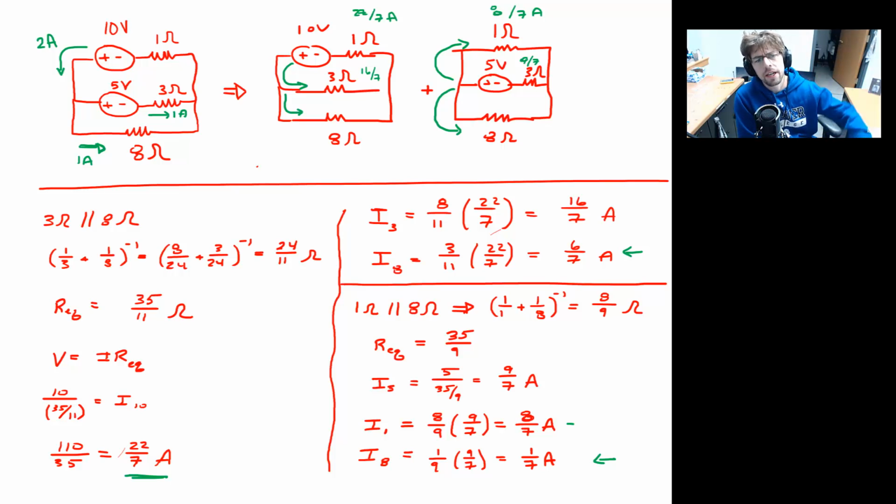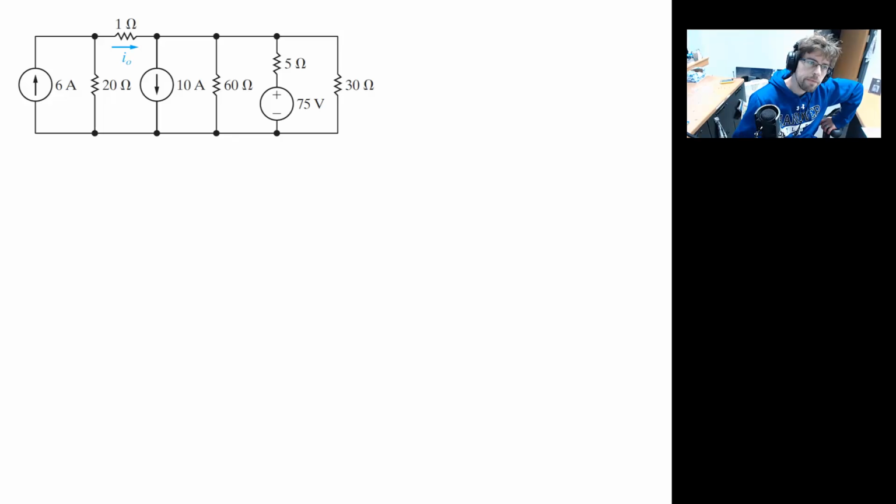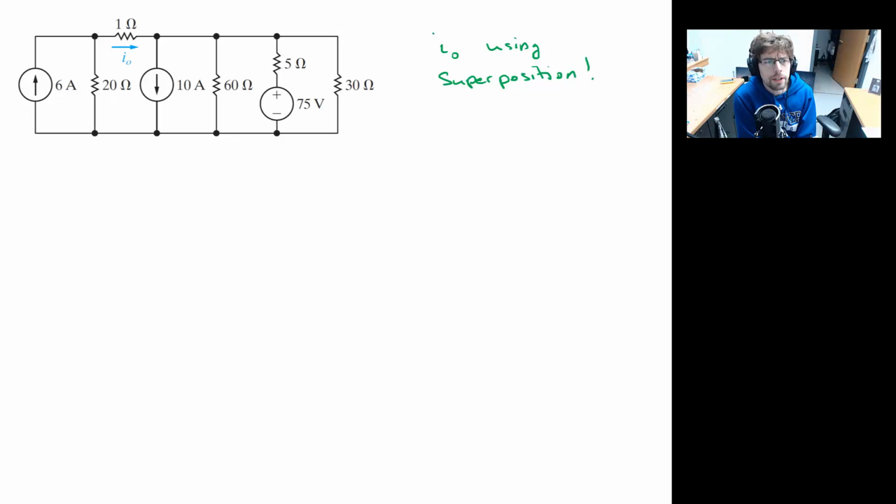Shall we take another crack at it? Okay. Let's do this one. Let us go ahead and find the value of I naught using superposition. Sweet. Okay, let's go at it.